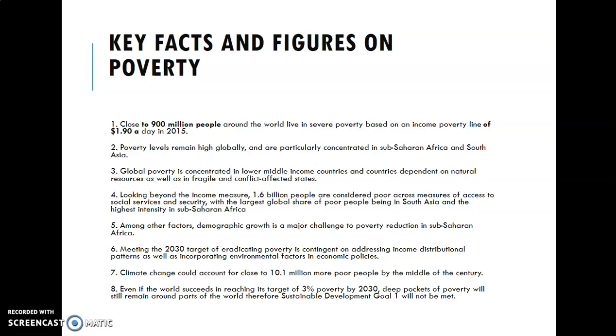So number 3, global poverty is concentrated in lower middle income countries and countries dependent on natural resources, as well as in fragile and conflict affected states. So poverty comes with those areas where there is conflict, and when conflict comes and there is dispute between 2 nations within that area, suppose we have Kashmir, then the dispute and the conflict cause a lot of problems. If you take some examples, Iraq, Iran, the same you have Syria, you will find where there was conflict for the last few years.